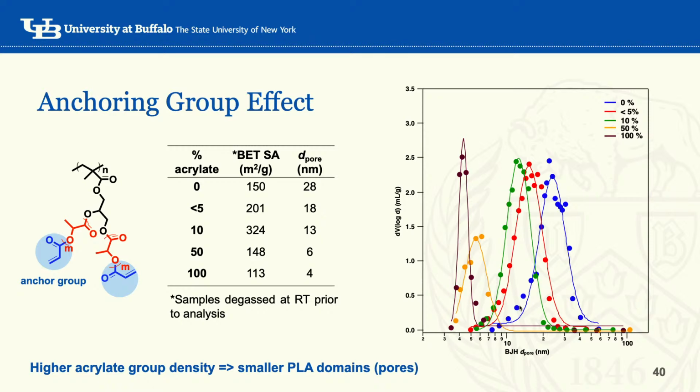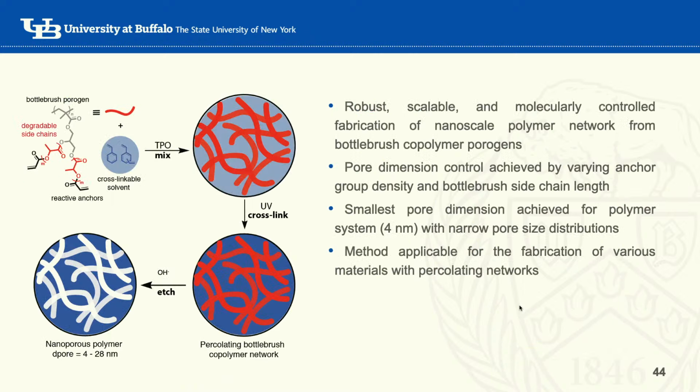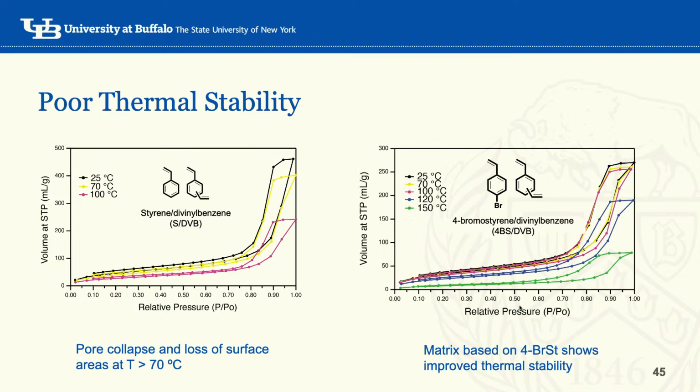So what I wanted to point out is that we've advanced this further to improve the thermal stability. This structure, styrene divinyl benzene, is not very thermally stable. The porosity is lost if you heat it to 100 degrees. And that's because the glass transition temperature of polystyrene is around 100 degrees. So we've tried to improve that by switching polystyrene to something with a higher glass transition temperature, and that improves it a little bit, but still at 120, porosity starts dropping.